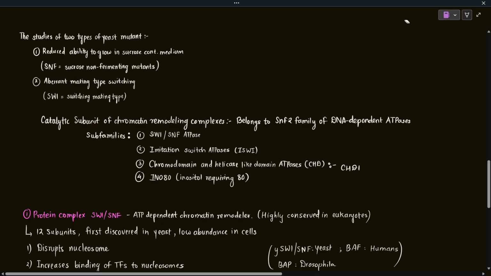Hello and welcome everyone. So today we'll be learning about a chromatin remodeling complex which is known as the SWI-SNF complex.